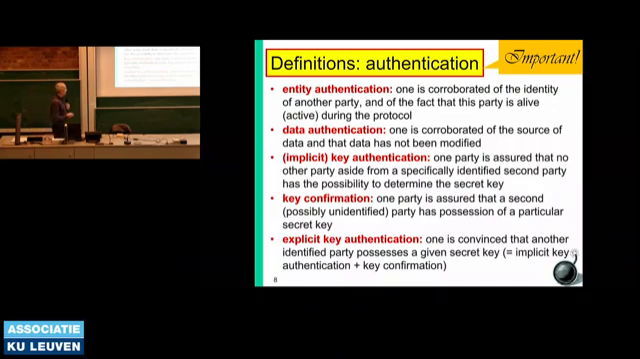So now we come to the three new definitions, and they're really a bit annoying and confusing. I apologize for this, but as you will see, we'll need those definitions. So the first one is implicit key authentication. There, Alice knows that only Bob can find the key. Now the formal definition: one party, Alice, is assured that no other party, aside from a specifically identified second party, Bob, has the possibility to determine the secret key. So Alice knows that only Bob can find the key. Okay, it's kind of logical.